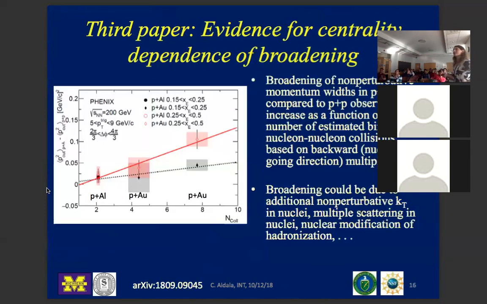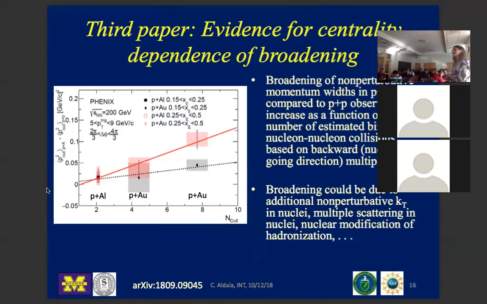So here now is this difference in the mean p out squared, pA minus pp, as a function of the number of binary nucleon collisions, which is estimated based on the backward, nucleus-going direction multiplicities.